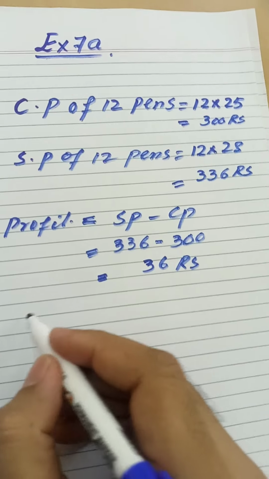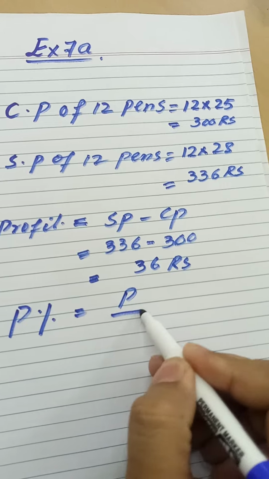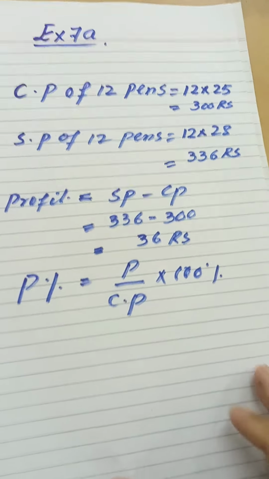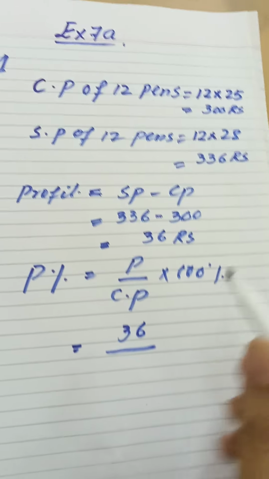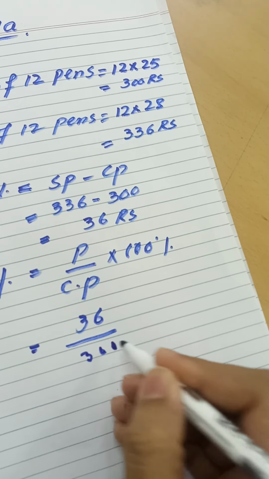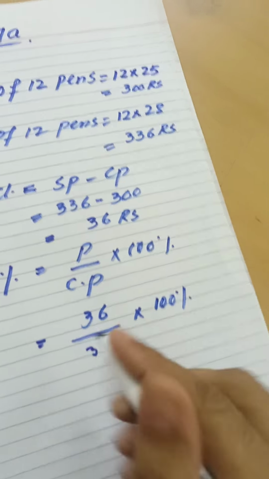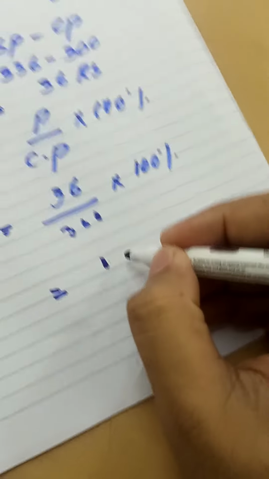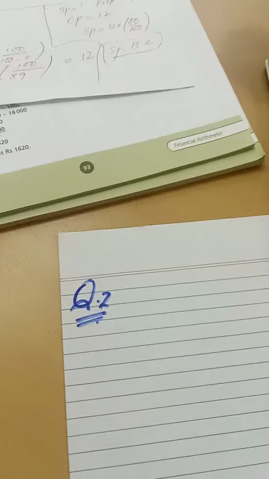Now he says find the profit percentage. The profit percentage formula is profit over cost price multiplied by 100%. We just write that formula. So the profit we just got is 36. The cost price is given here as 300. So I am going to write 300 at that place multiplied by 100%. You can use the calculator to get the answer. So the answer is 12%. That is the answer.